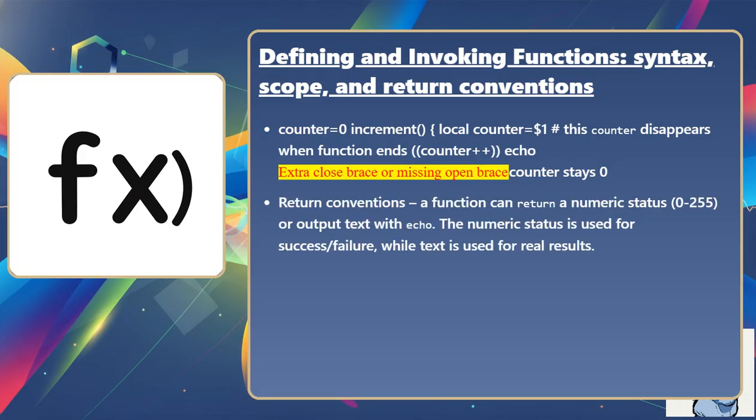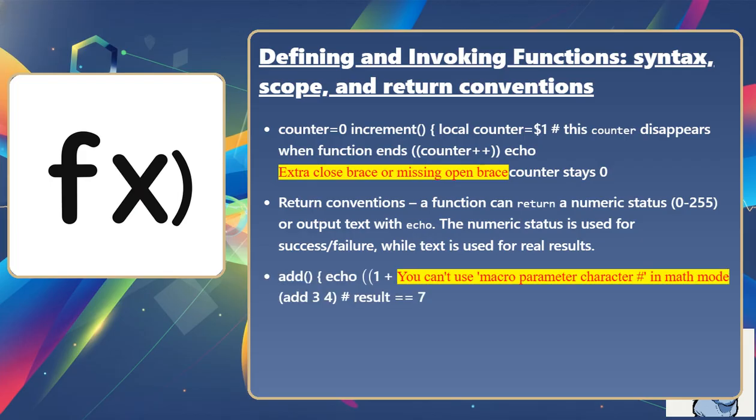Return conventions: a function can return a numeric status from 0 to 255 or output text with echo. The numeric status indicates success or failure, while text provides the actual result. Define a function add that echoes the sum of its first and second arguments and returns 0 to indicate success. Assign result to the output of add called with 3 and 4, which yields 7.